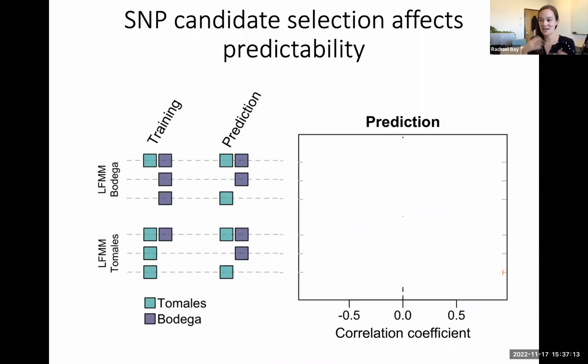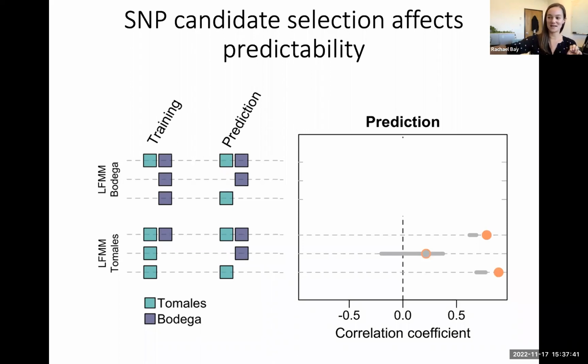However, again, you can make any number of combinations between the candidate SNPs, the training set, and the prediction set. So we did those just to make sure that we knew we had no predictive power ever. And so here I'm showing you the same thing I showed you on the last slide. When we take LFMM Tomales SNPs, we use those to train in Tomales. So these are the bottom two rows here, and then predict in either Bodega, the second to bottom row, or Tomales, which is the bottom row. So you see that non-significance in the Bodega population in that middle row there.